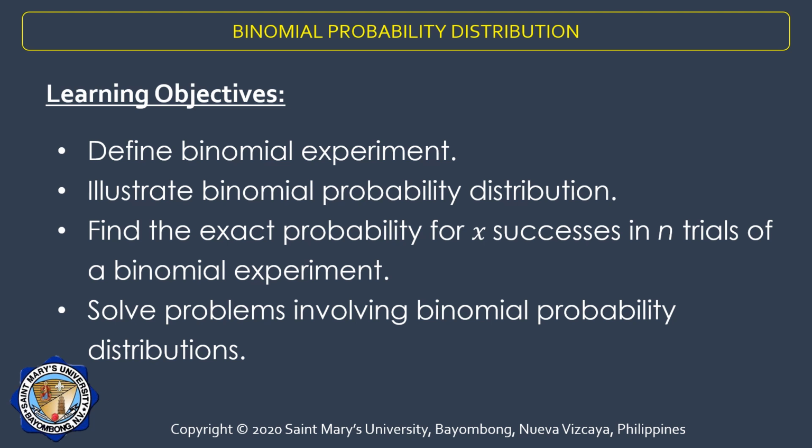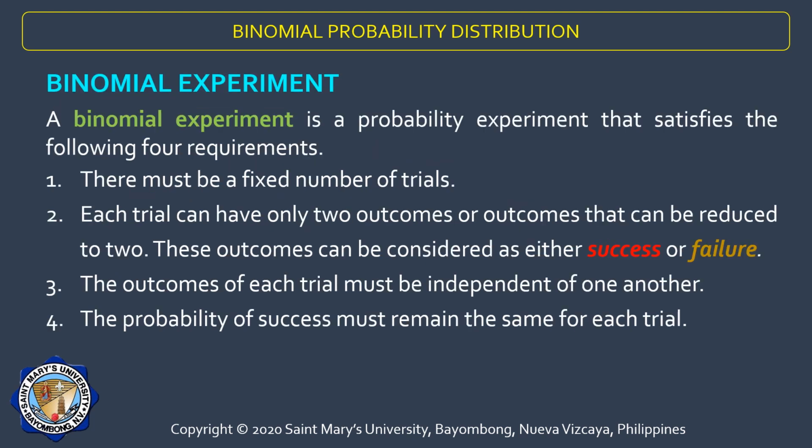So for today's lesson, we are going to define binomial experiment, illustrate binomial probability distribution, find the exact probability for X successes in N trials of a binomial experiment, and solve problems involving binomial probability distributions. So let us define binomial experiment.